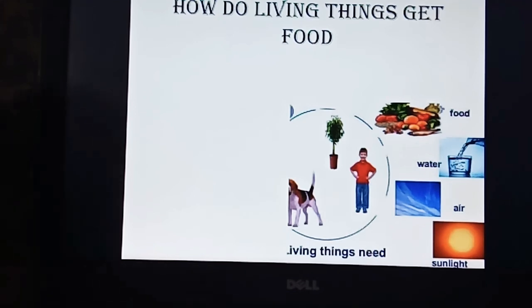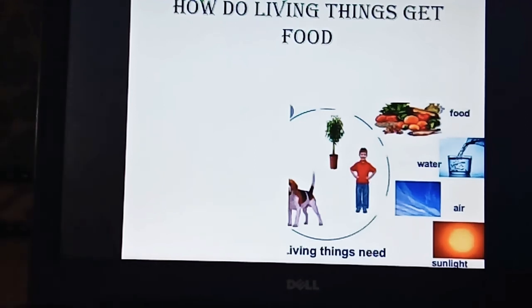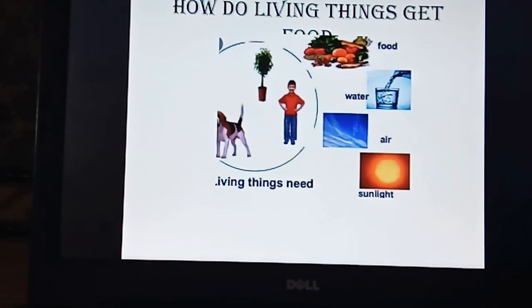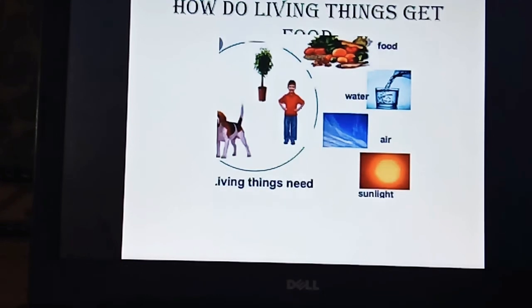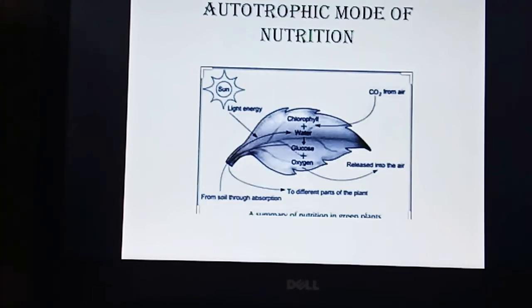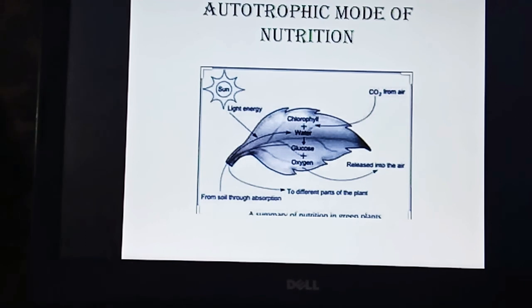Now the autotrophic mode of nutrition. Autotrophic is a mode of nutrition in which an organism prepares its own food from simple raw materials. It can be defined as a type of nutrition in which an organism synthesizes organic materials, food, from inorganic sources. Such organisms who prepare their food themselves are called autotrophs. Thus, autotrophs are the producers of food.